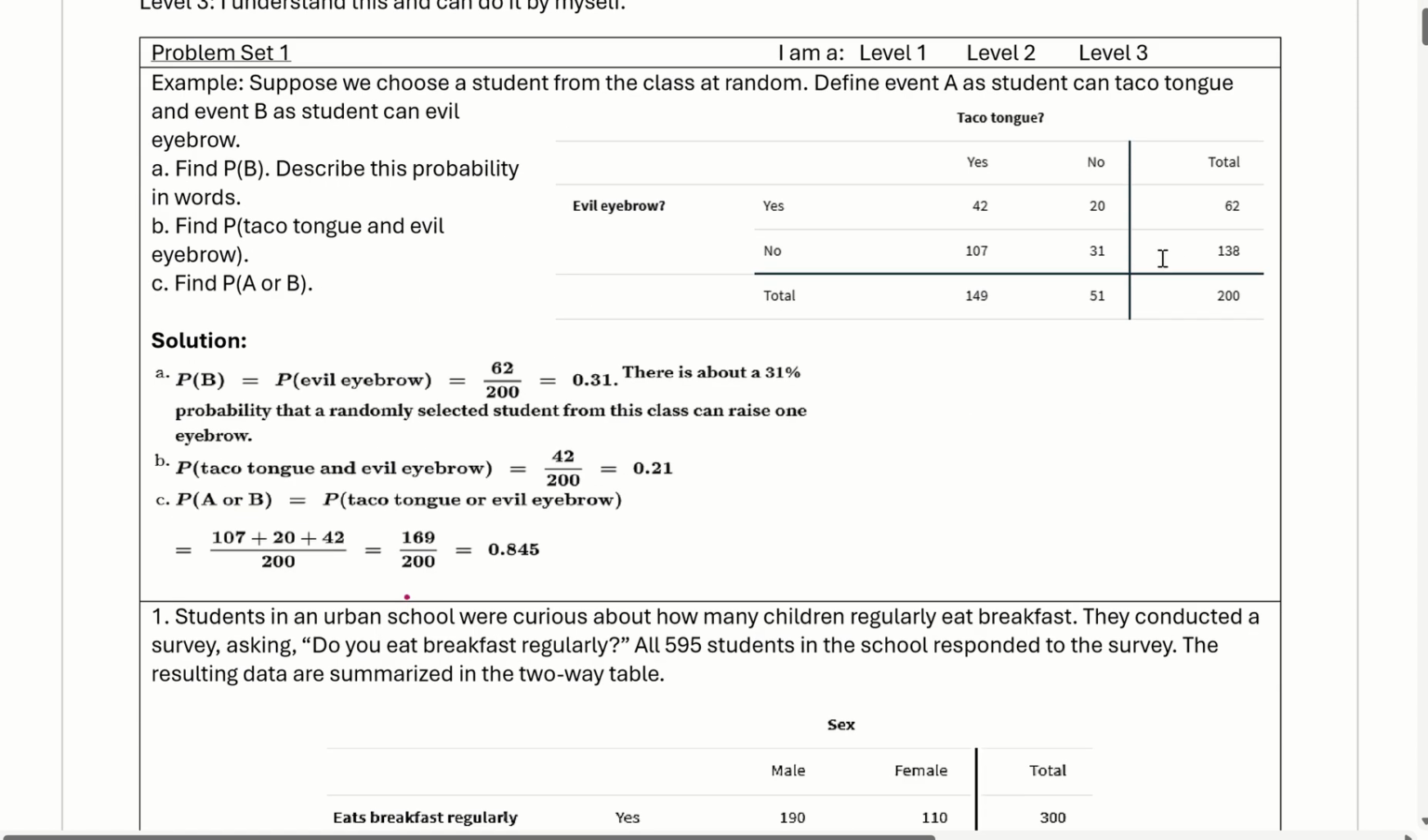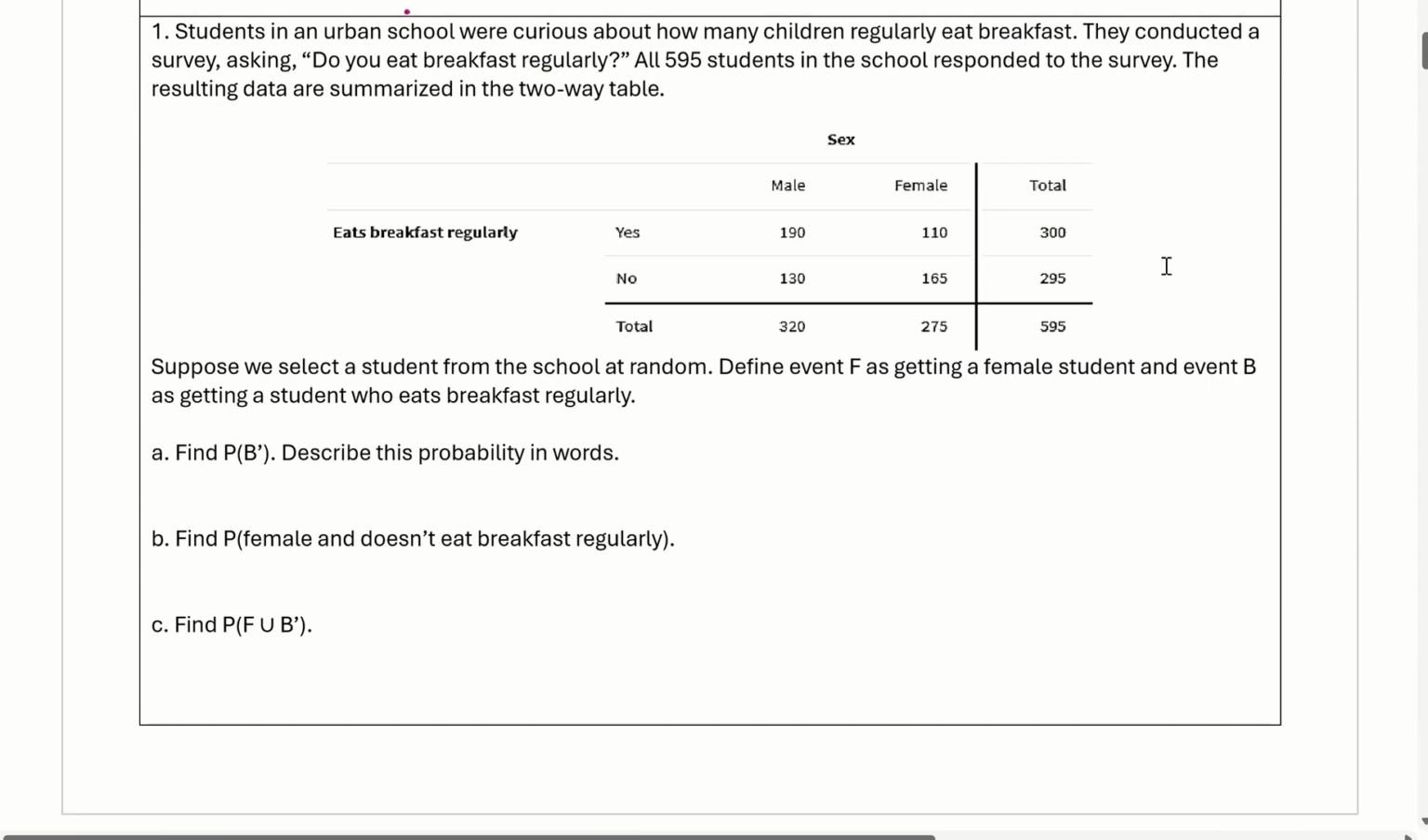Problem set number 1. Students in an urban school were curious about how many children regularly eat breakfast. They conducted a survey asking, do you eat breakfast regularly? All 595 students in the school responded to the survey. The data is given in the two-way table below. Define event F as getting a female student and event B as getting a student who eats breakfast regularly. Find P of B prime and describe this probability in words.